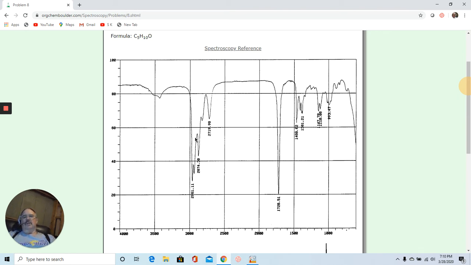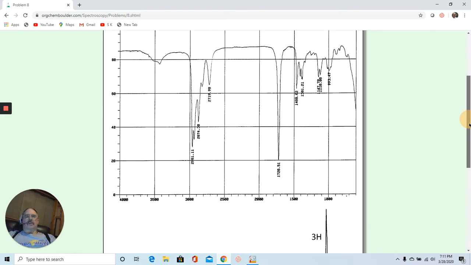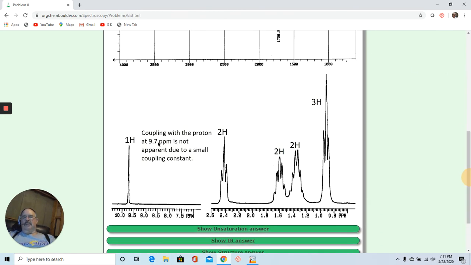This region in here is our CH stretch. So we've got a carbonyl, and this peak down here confirms that it is an aldehyde, and it shows up at about 9.7. So it looks like we have an aldehyde, CHO, and then we have CH2, CH2, CH2, CH3. The CH2 that's showing up at about 2.4 is the one next to the carbonyl carbon. So this would be pentanal.